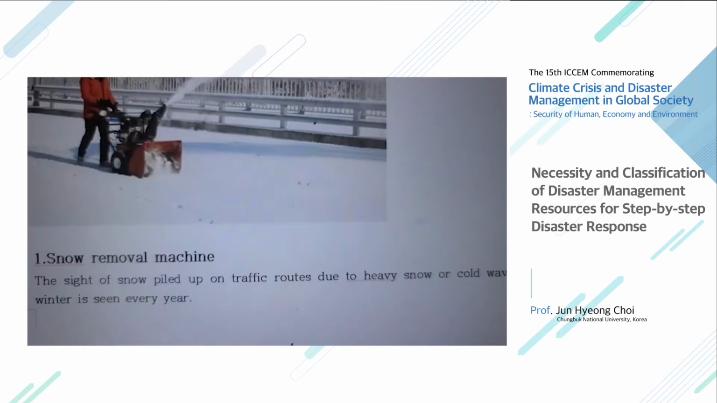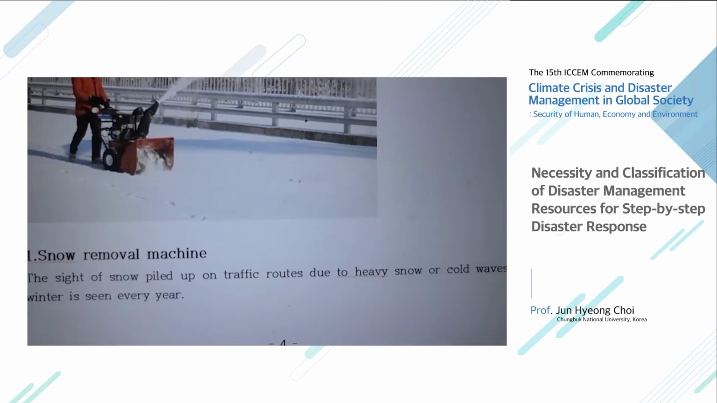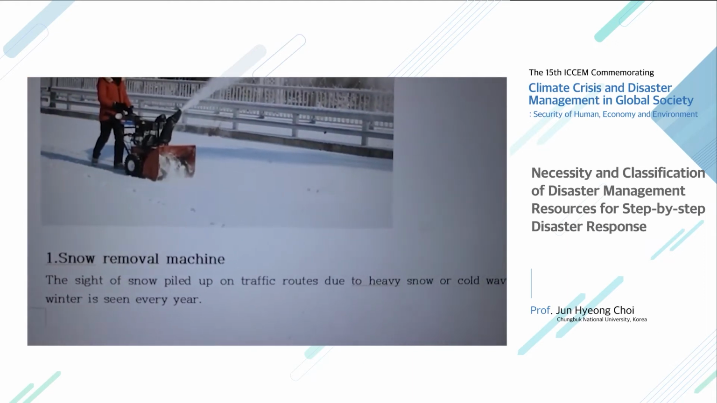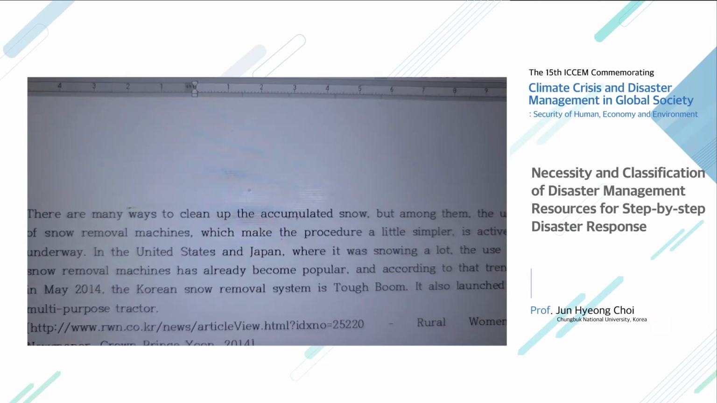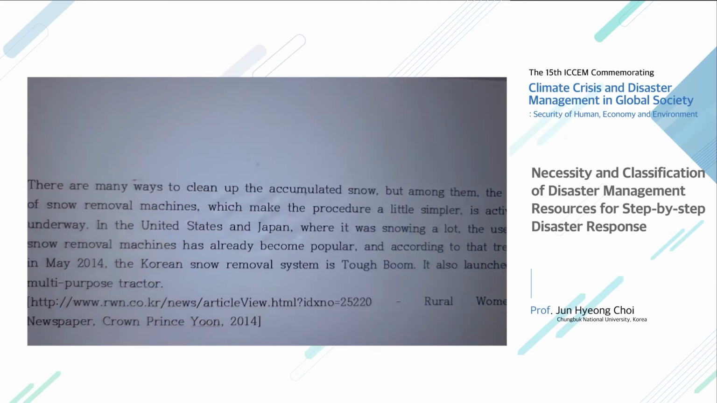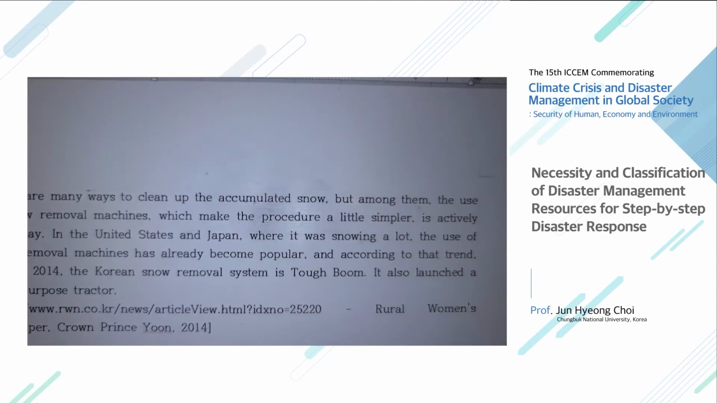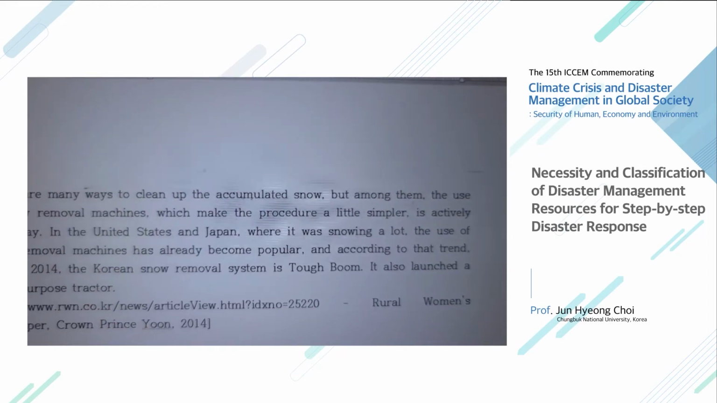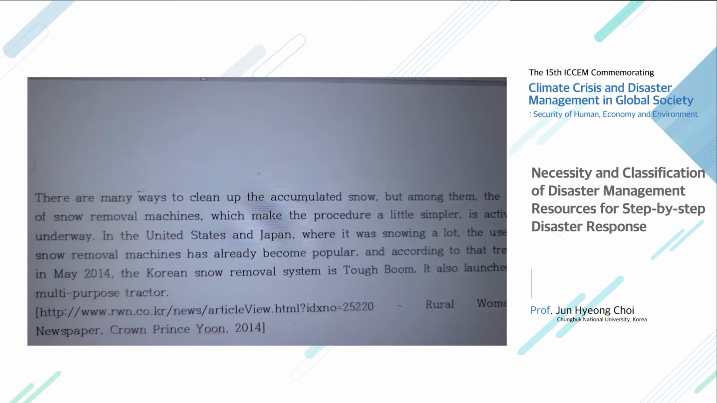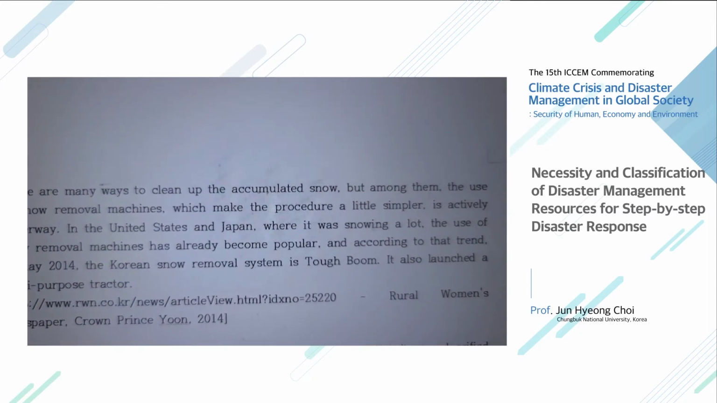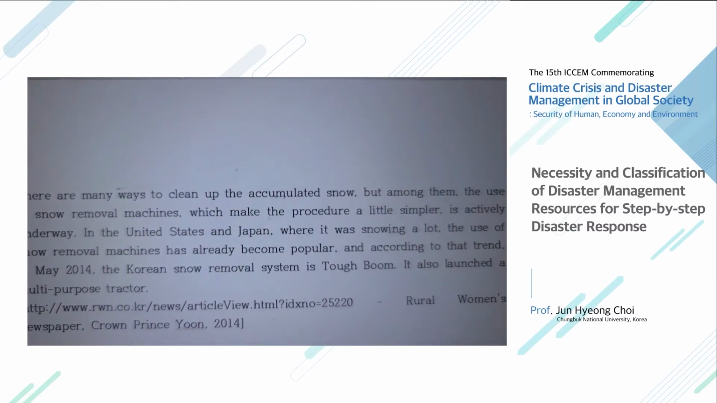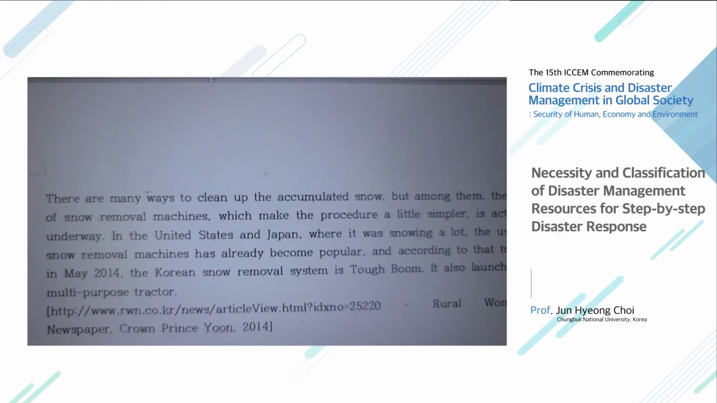The first is the snow removal machine. The sight of snow piled up on traffic roads due to heavy snow or cold waves in winter is seen every year. There are many ways to clear snow, but among them, the use of snow removal machines, which make the procedure a little simpler, is actively underway in the United States and Japan, where it snows a lot. The use of snow removal machines has already become popular, and according to the trend, in May 2014, Korea also launched a multi-purpose tractor.